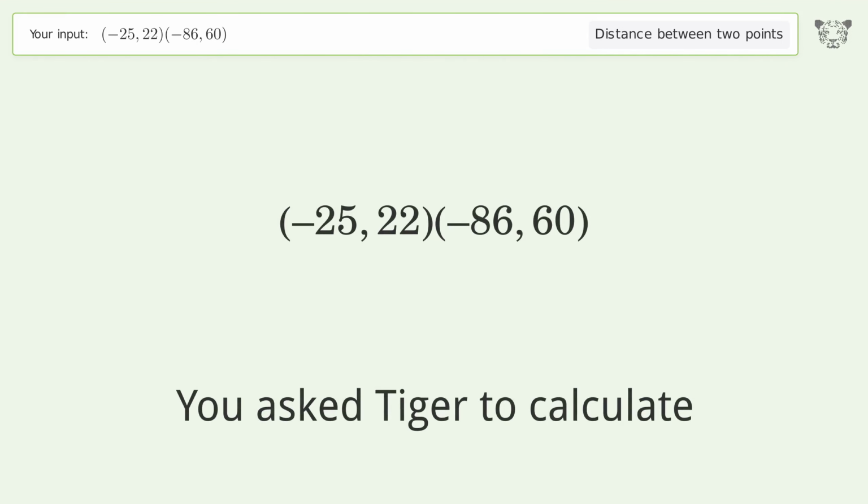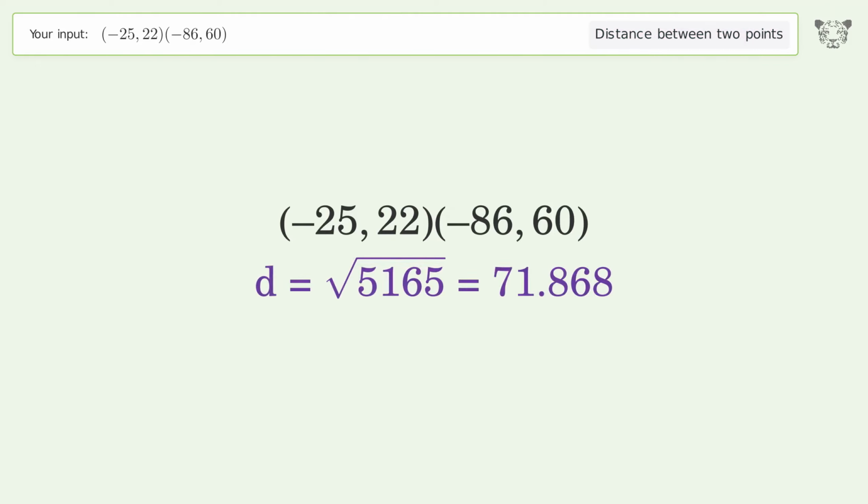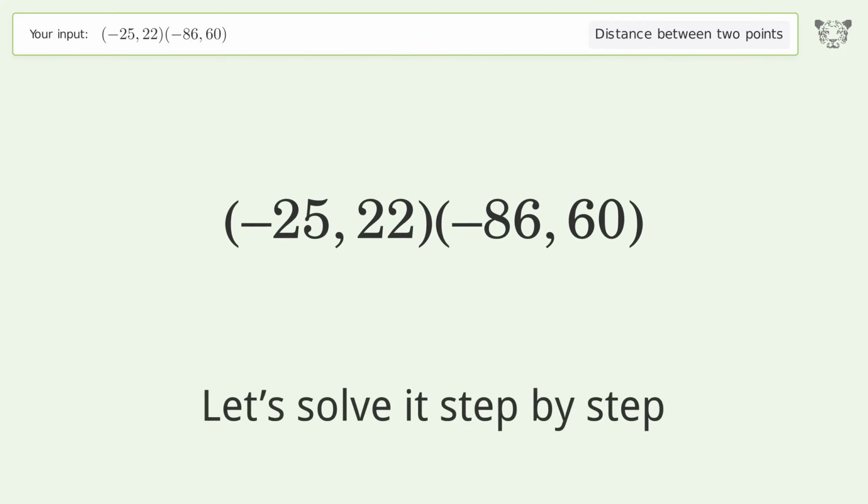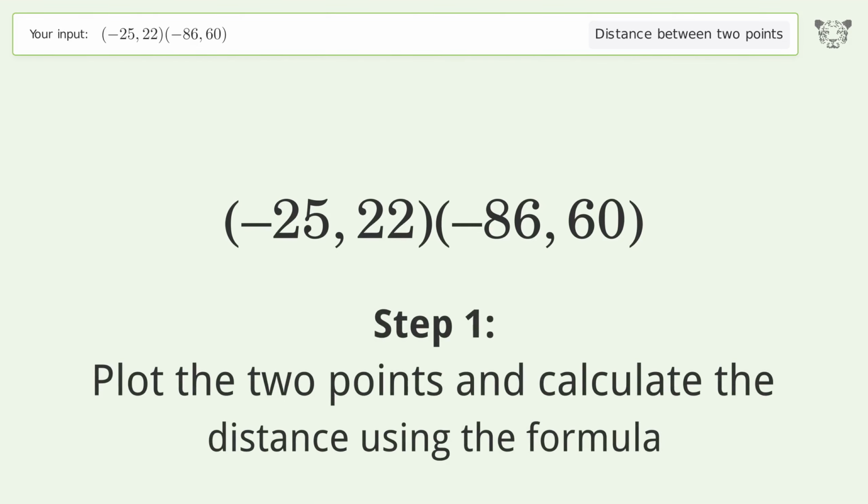You ask Tiger to calculate. This deals with the distance between 2 points. The distance between the 2 points is the square root of 5165, or 71.868. Let's solve it step by step. Plot the 2 points and calculate the distance using the formula.